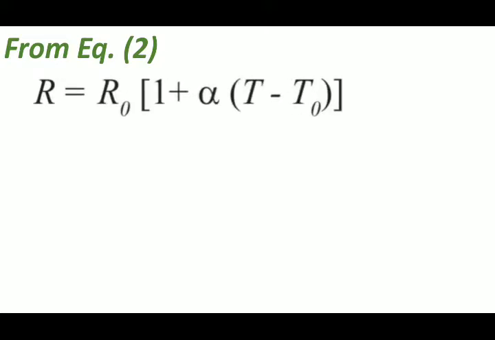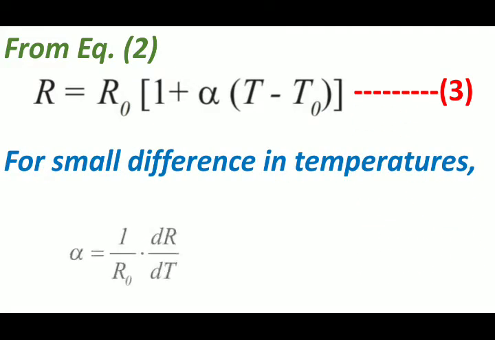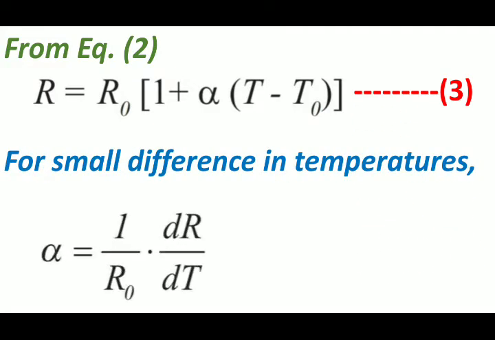Now from equation number 2 we have that R is equal to R naught (1 plus alpha (T minus T naught)). Now for a very small difference in temperature, we can have that alpha is equal to 1 upon R naught dot dR upon dT, that is a small change in resistance and a small change in temperature.